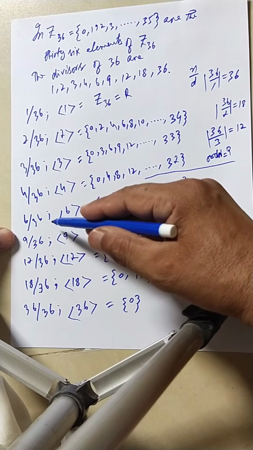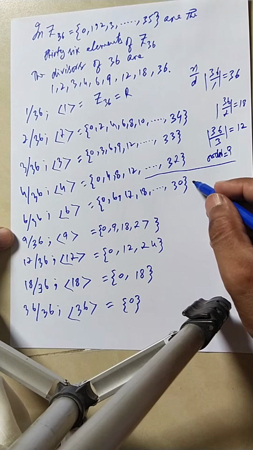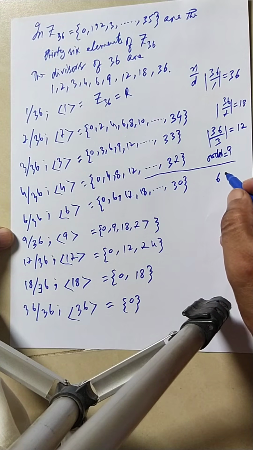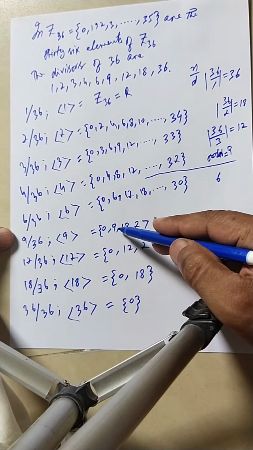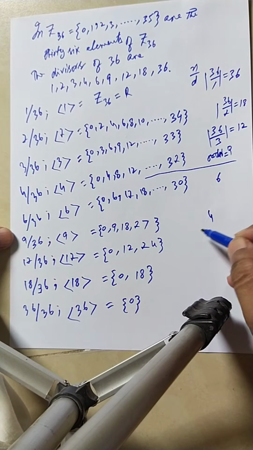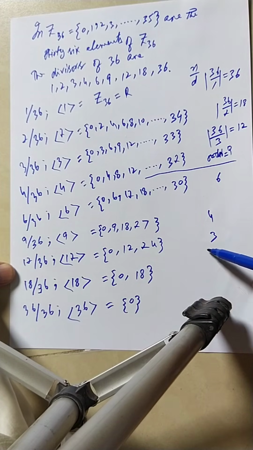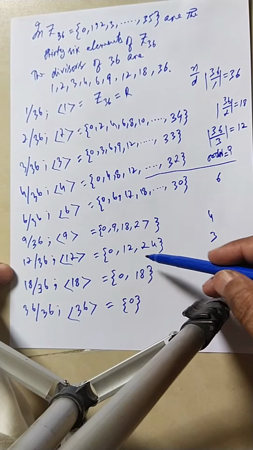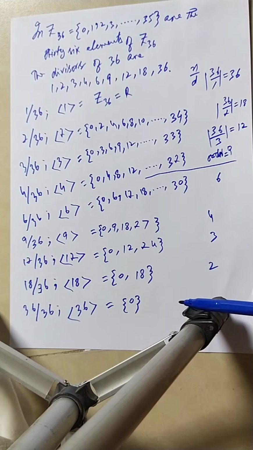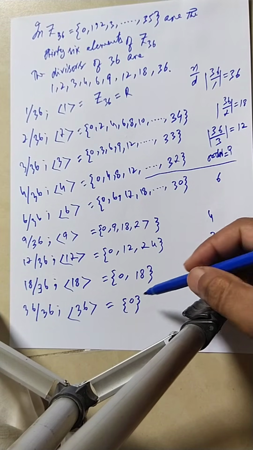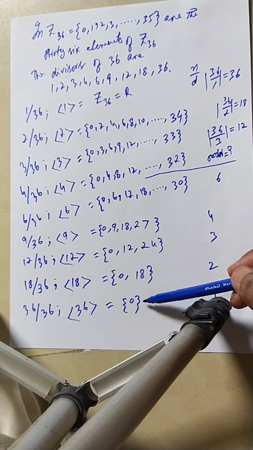6 divides 36, so its order will be 6: 0, 6, 12, 18, 24 and 30. 9 divides 36, so the elements are 0, 9, 18 and 27, and its order is 4. 12 divides 36, so the order will be 3, and 0, 12 and 24 are the elements. 18 divides 36, it is of order 2, and 0 and 18 are the elements. 36 divides 36, its order is 1, and its ideal is obviously the identity, that is 0.